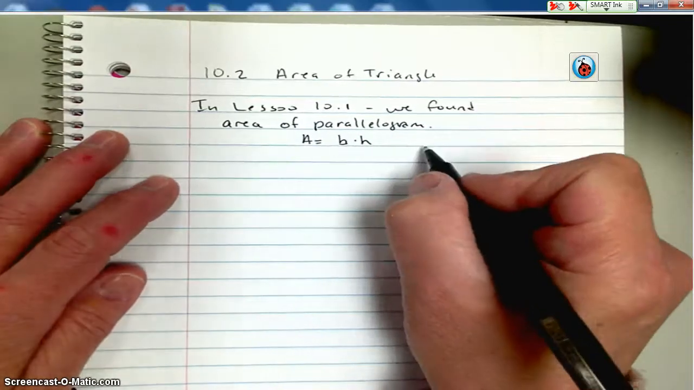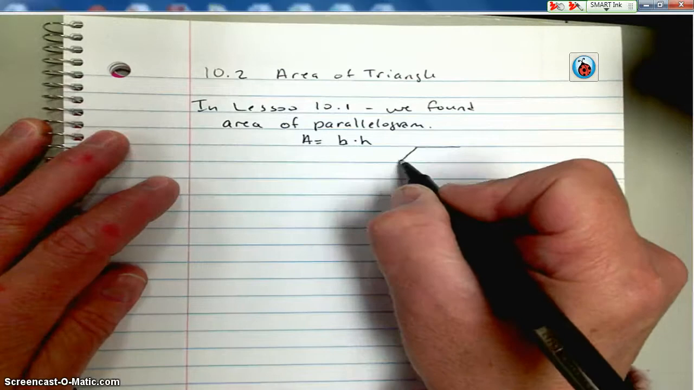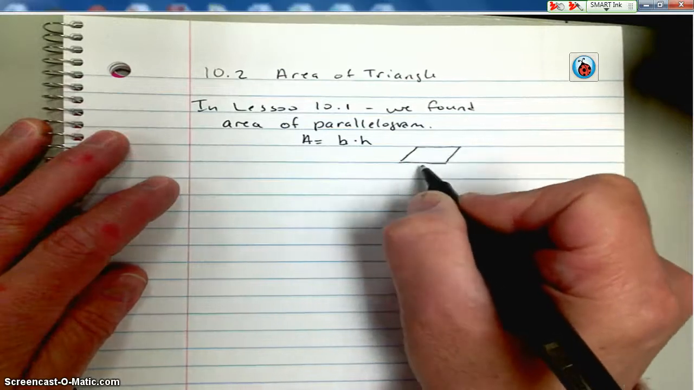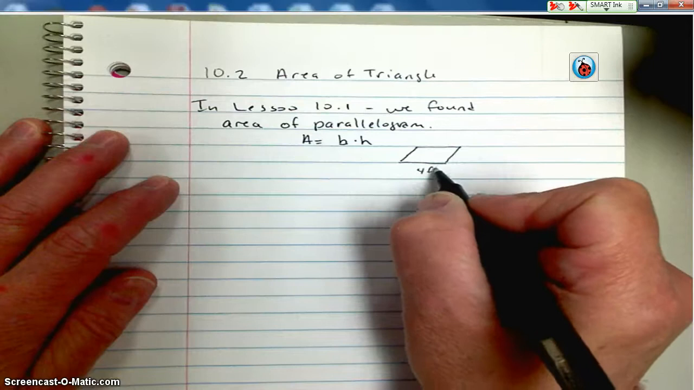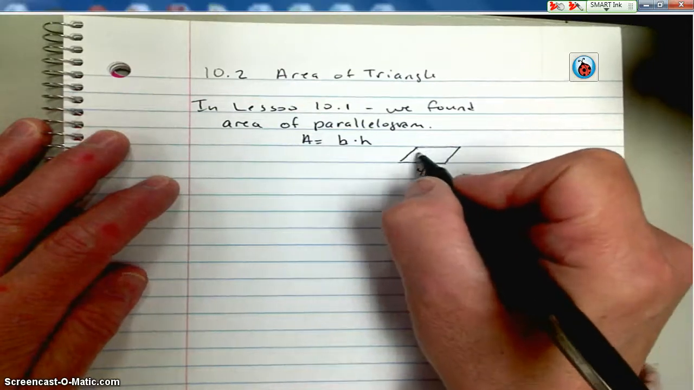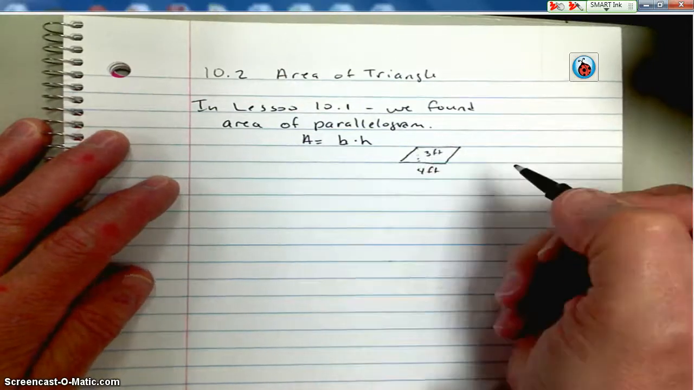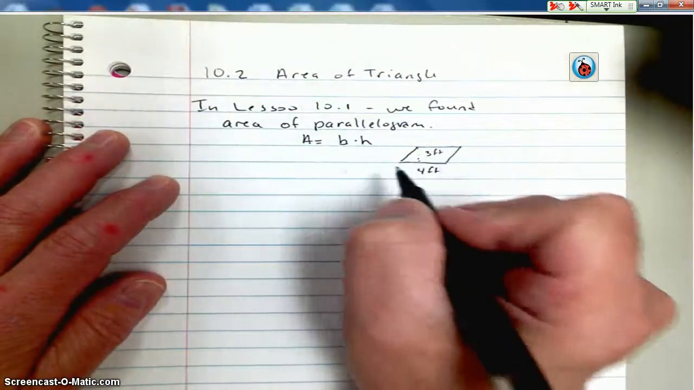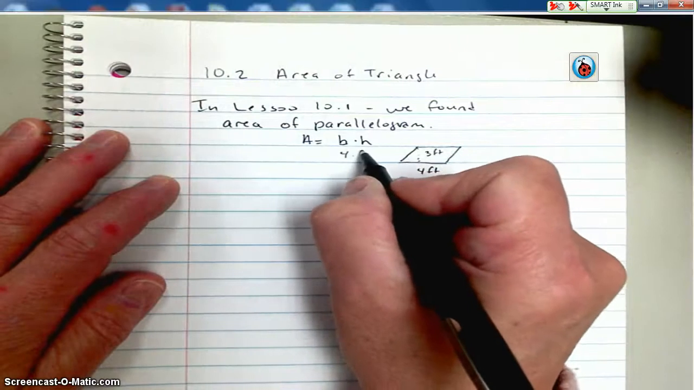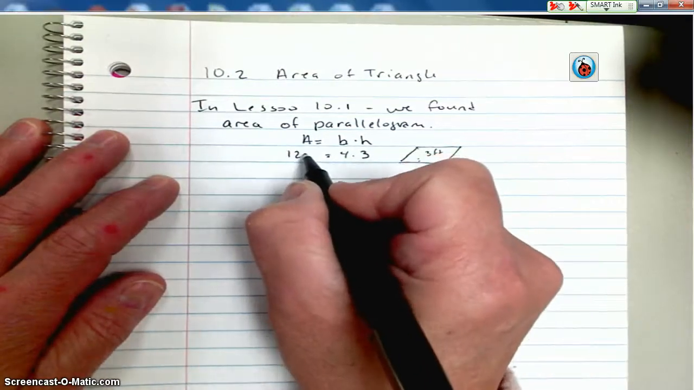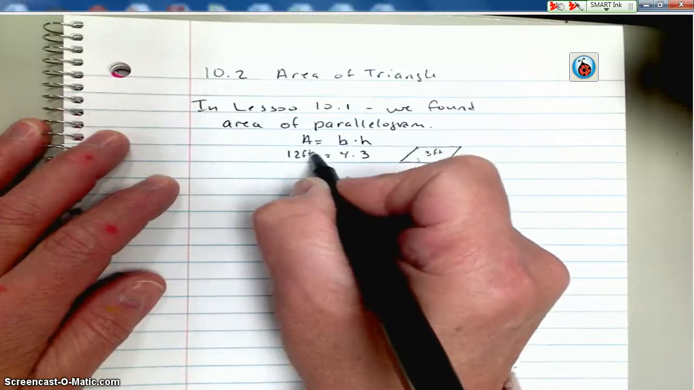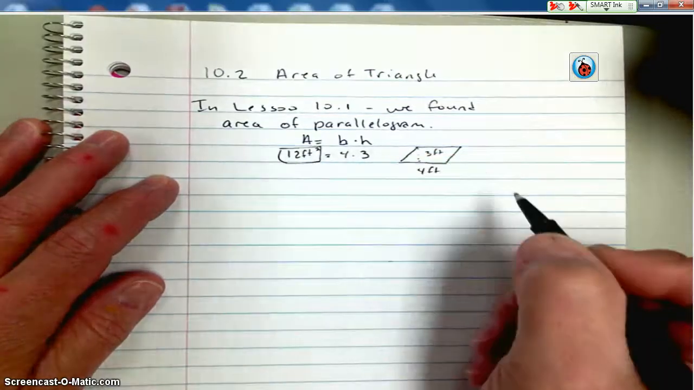And so if we had a parallelogram that looks something like this, and we said that the base was 4 feet and the height was 3 feet, we would say that the base times the height would be equal to, in this case, 12 feet squared.